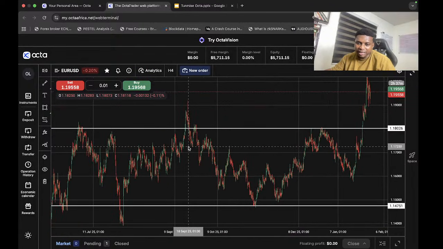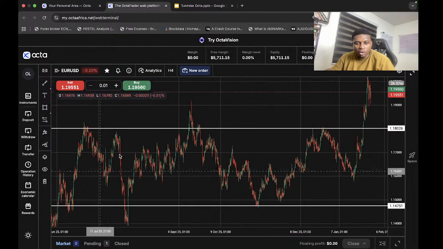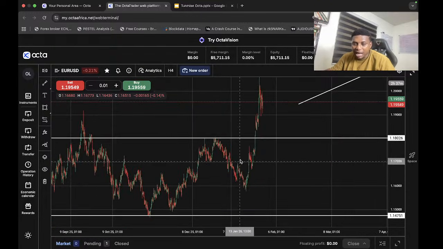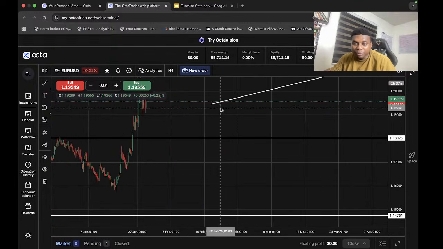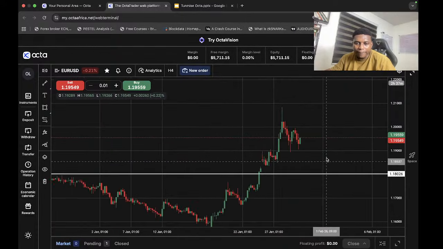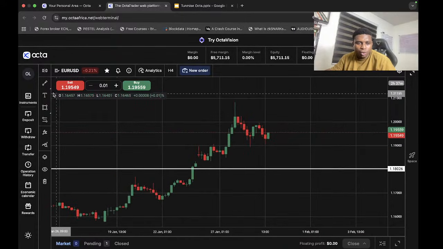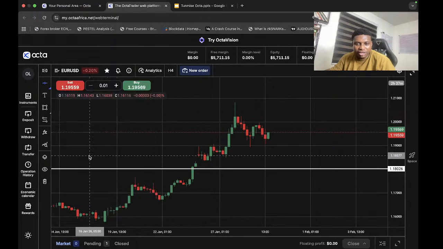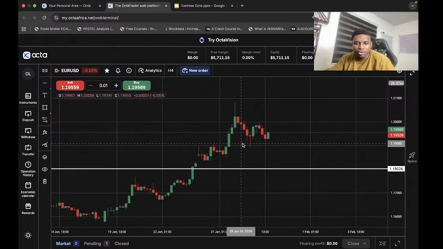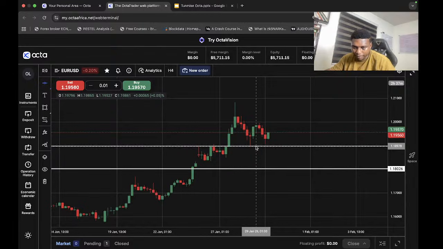Just look at the 4 hours time frame. A consolidation this wide, and finally a breakout happened from that consolidation. Look at where we are. So we are currently here in the history of EUR/USD price.